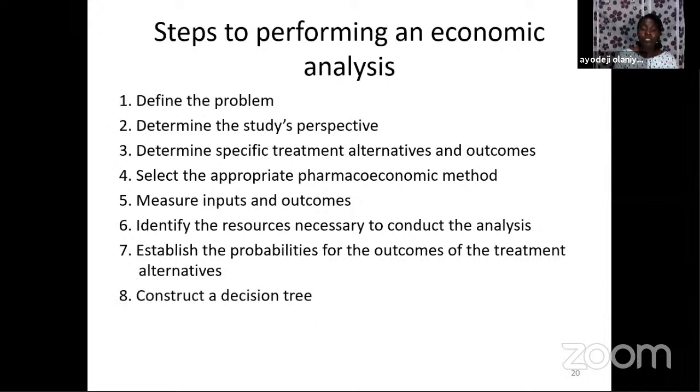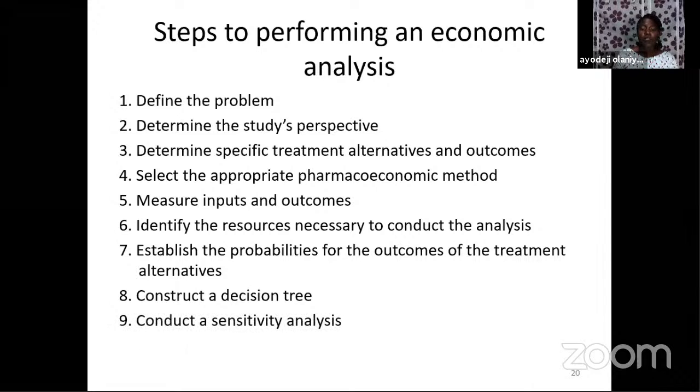Then you construct a decision tree. When you identify your alternative, you identify different outcomes that can come from this alternative. Then it will be easy to construct a decision tree, as we will see later in the course of our discussion.